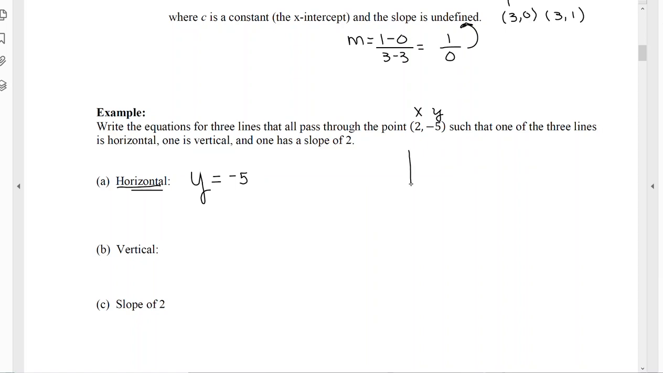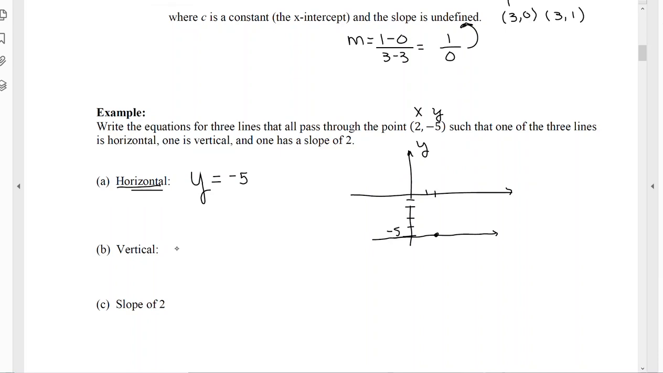You could also take a look at the graph of that. Come over here to 2, go down to negative 5. And if I want a horizontal line through that, it's coming in like this. So it crosses the y-axis at negative 5.